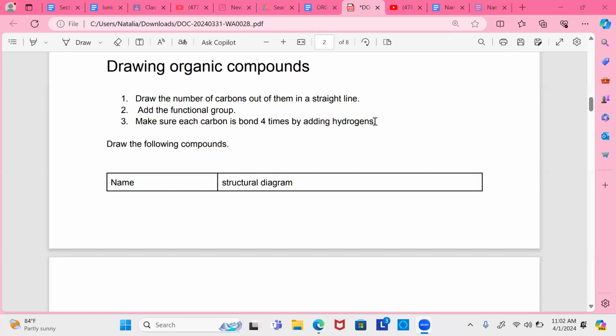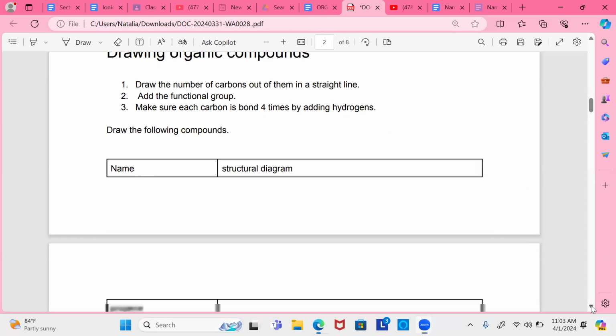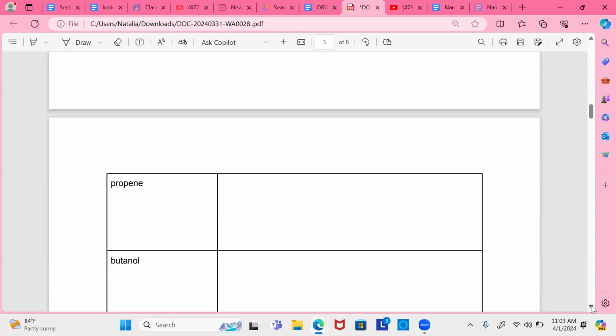Then after we draw the number of carbons in a straight line, we are going to add the functional group. The functional group is carbon-carbon single bond, double bond, hydroxyl, or carboxyl. Then we're going to make sure each carbon is bonded 4 times by adding hydrogen. This is generally where students make errors. They're not making sure each carbon is bonded 4 times. So we're going to go ahead and practice this.